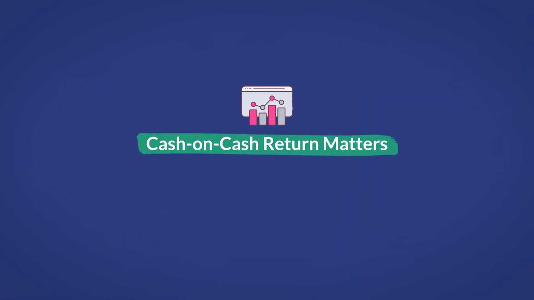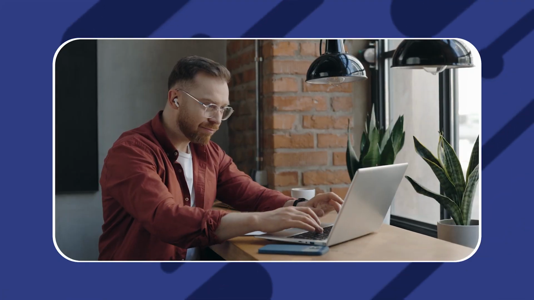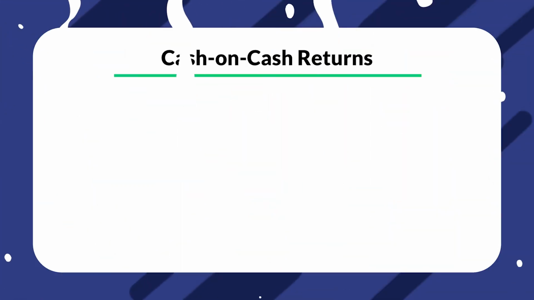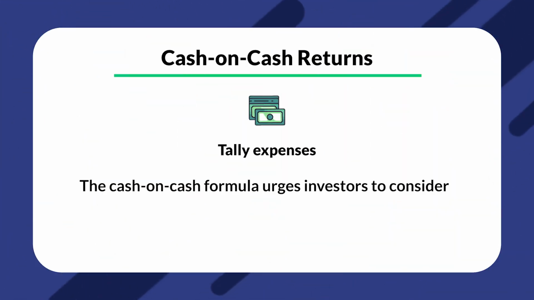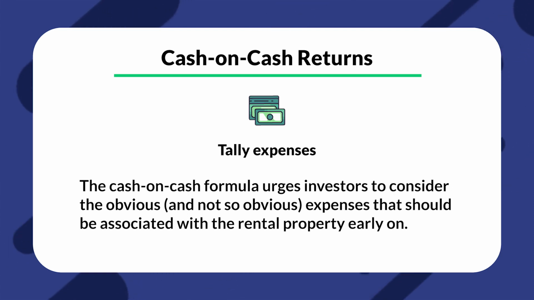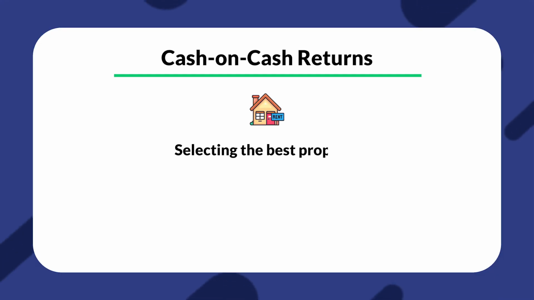Cash-on-cash return matters. This cash-on-cash return formula is used by most real estate investors as the first step in their buying decision, and for good reason. Cash-on-cash return can provide answers to a variety of important concerns about how to proceed with a sale. It can assist you with tallying expenses. The cash-on-cash formula urges investors to consider the obvious and not so obvious expenses that should be associated with the rental property early on.